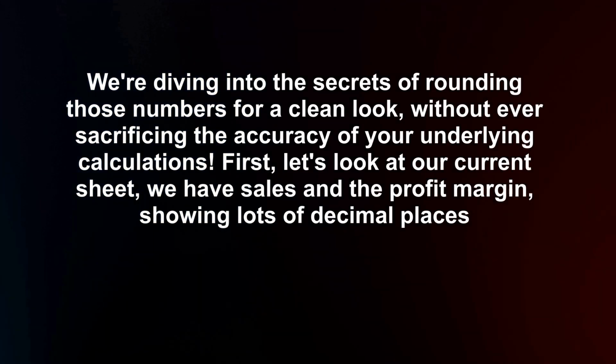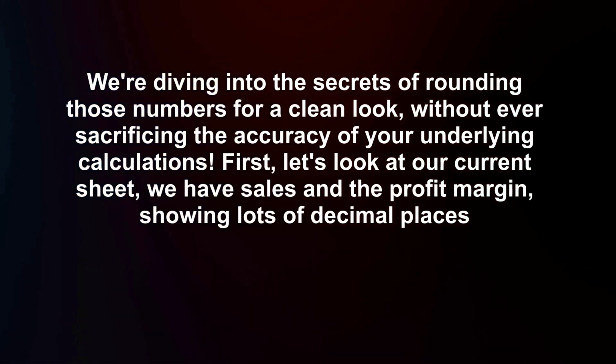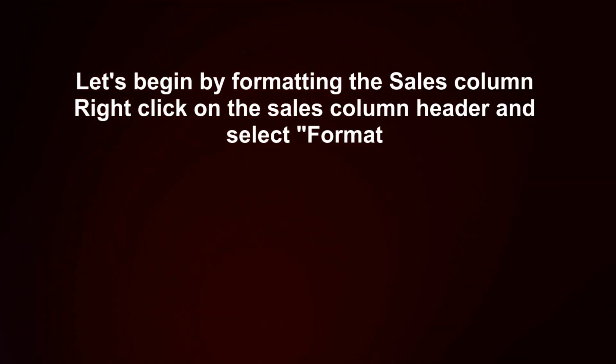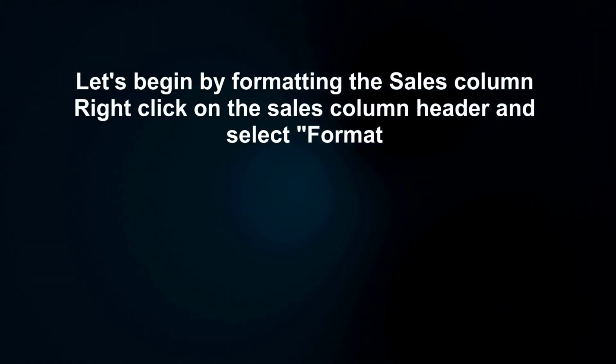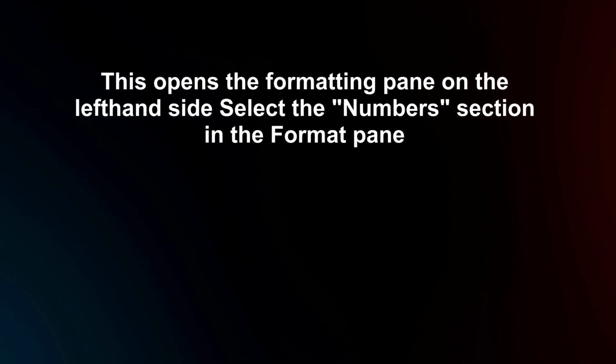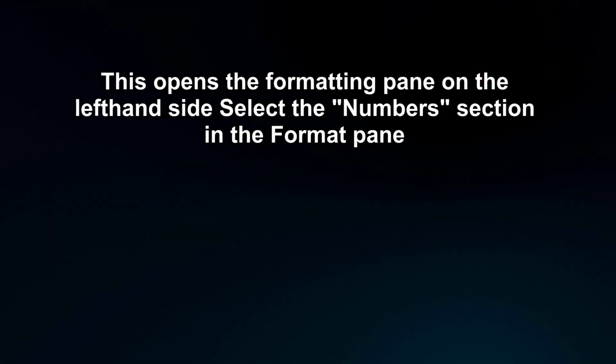We have sales and the profit margin, showing lots of decimal places. Let's begin by formatting the sales column. Right-click on the sales column header and select Format. This opens the formatting pane on the left-hand side. Select the Numbers section in the Format pane.